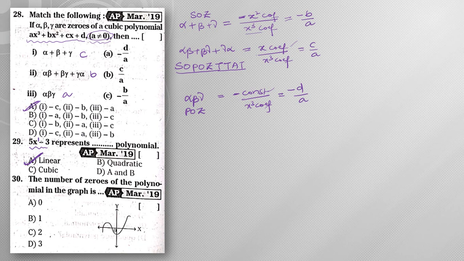Next, the number of zeros of the polynomial in the graph. Already we have discussed how to find the number of zeros when a graph is given. Just see at how many points my graph is meeting the x-axis. If you observe this, I can see that my graph is meeting the x-axis at 3 points. Hence it has 3 zeros.